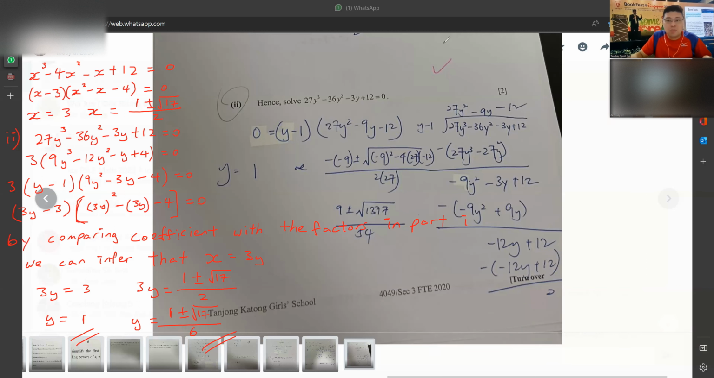You know how to make use of this, right? I think up to here, no problem. And getting this one, I think also no problem. Then another thing is, when you take out your 3, you're very tempted to remove your 3, then left with 9y cubed minus 12y squared minus y plus 4 equals 0. Don't do that. Don't remove the 3, because if you divide by 3, this is 0, then you can't solve the question. You also cannot see 3y is your x. That's why you leave it there, because you need to compare. These are important things to take note.